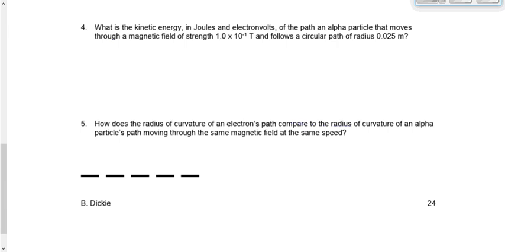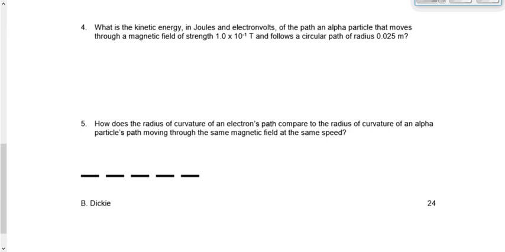And finally, number 5. How does the radius of curvature of an electron's path compare to the radius of curvature of an alpha particle's path moving through the same magnetic field at the same speed? Remember what we said on Friday? The word compare means? If we look back on our little dictionary/thesaurus at the back of the room, compare means the same thing as ratio. A ratio is a synonym for compare. Another word that means the same thing as both compare and ratio is divide.